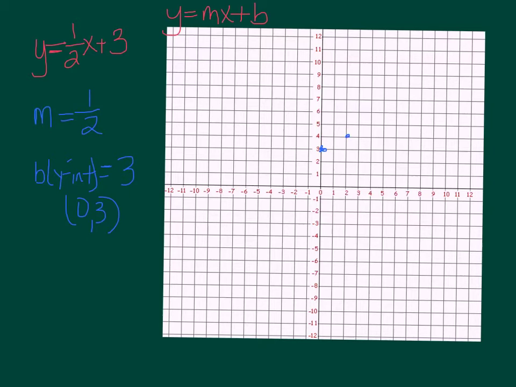I'm going to do it again. Rise 1, run 2, and again. You can see these are going to be in a straight line. We can also go the other way: instead of up and to the right, we can go down and to the left. So there's my line. We graphed a line using y equals mx plus b.